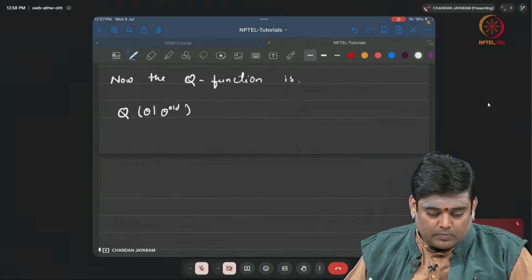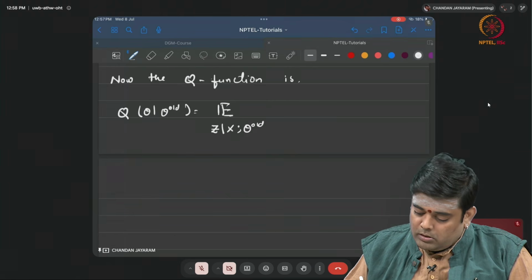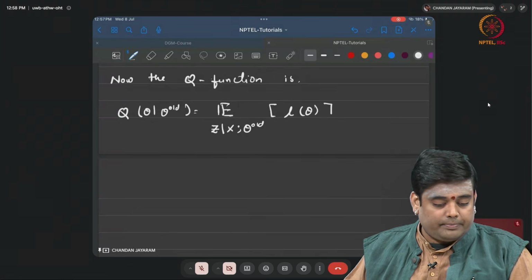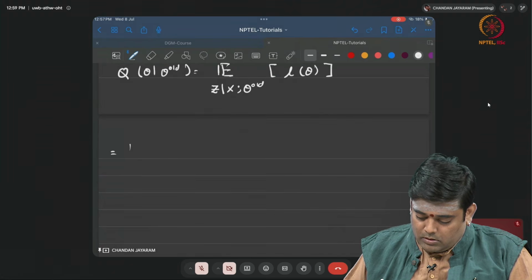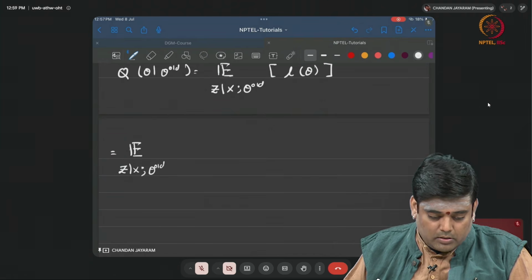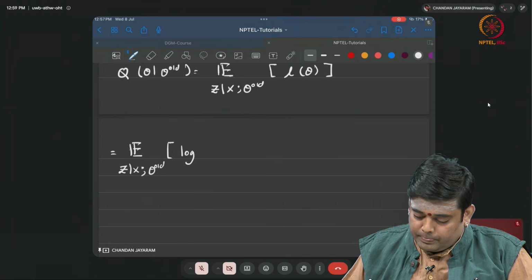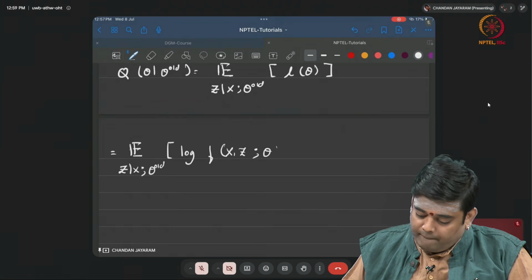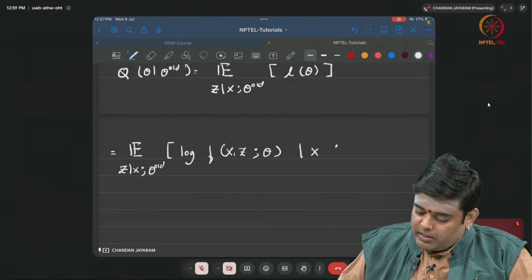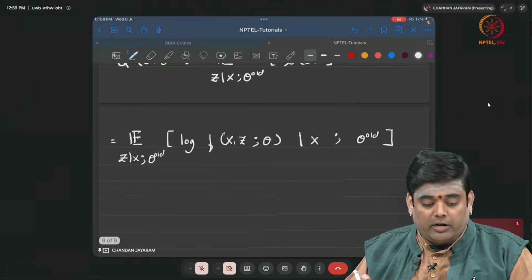This is the expectation of Z given X parameterized by theta old of the log of f of x comma z, theta, given x parameterized by theta old. Now we know this already, we know the inner term.